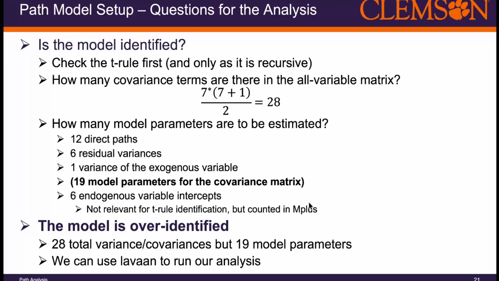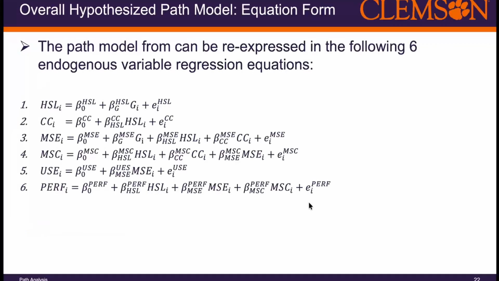We can use lavaan to run our analysis. So if you take the picture from before and you take those 6 endogenous variables, what the path model is doing is saying there's 6 regressions basically happening all at once, right? Here is high school experience being predicted by gender. Here is college experience being predicted by high school experience. And you can go on through each of these equations. That is what we're going to estimate all at once. It's like doing 6 regression models, but simultaneously.